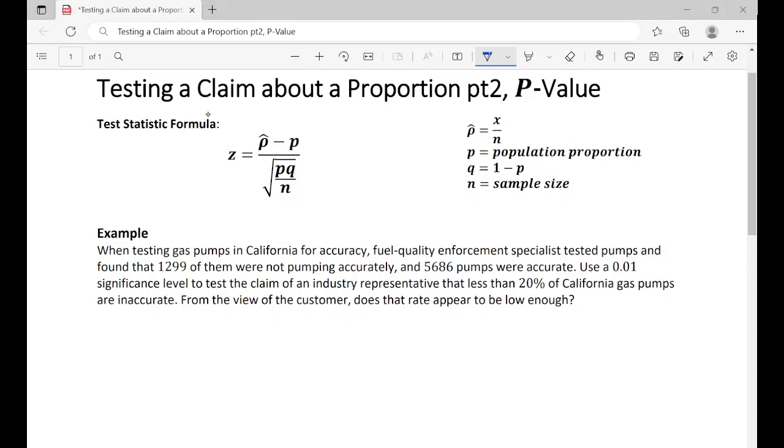In this video, we're going to be testing a claim about a proportion, and we're going to be using the p-value method. This is the formula for this test statistic, but we're not going to use the formula. But if you want to, this is what each part of the formula means. We're going to be using a calculator to find our test statistic.